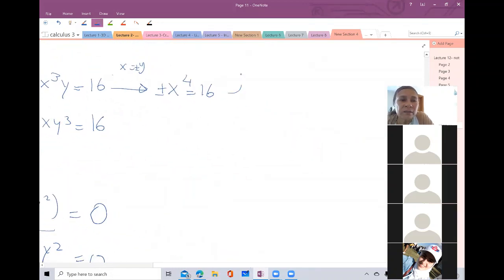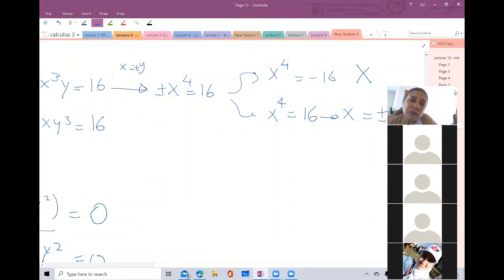Plus or minus x means two equations: x to the power 4 equals negative 16 and x to the power 4 equals positive 16. Actually this is rejected, it's impossible, right? So I ended up with this, which will give me x equal to plus or minus 2. Okay? You should always tend to go with what is possible and what is not possible. Now combine all the information. If x is plus or minus 2, then y is equal to plus or minus x, so also plus or minus 2.